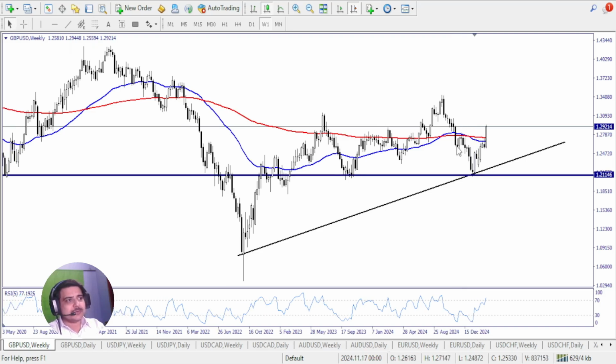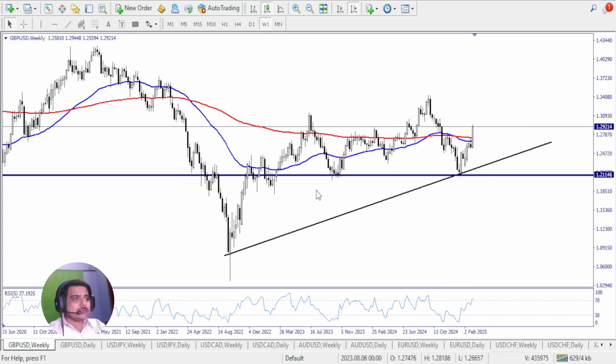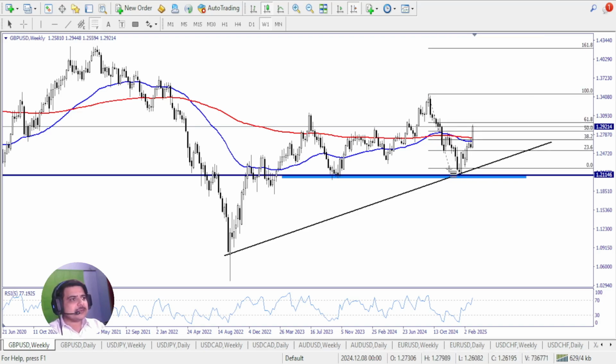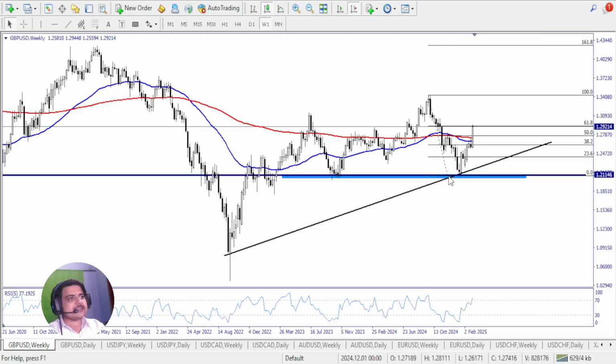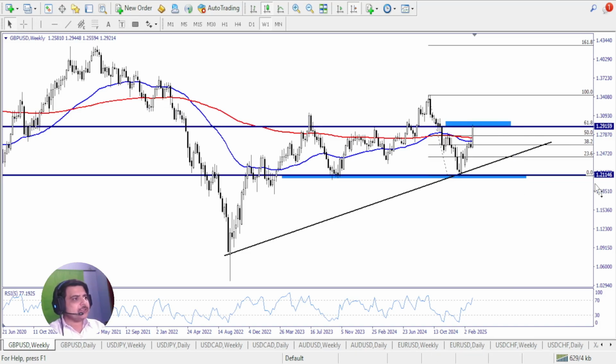So this trade we already took, and I will be giving the link of that video in the description so you can watch that video as well. This level I have identified as a very nice strong support we have on a weekly chart. And after that, when we took this buying decision, the take profit one was at the 61.8% retracement, and the strategy gave us that profit. Just have a look at it. So 1.21146 as a support and 1.29159 as a resistance.